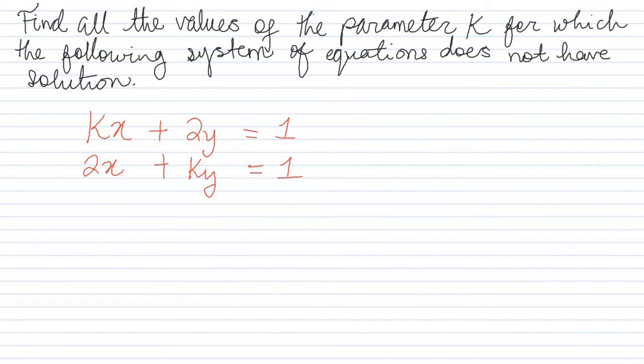So today I'm going to be teaching you guys a particular question on the screen. This is an Olympiad math question, and this is dedicated to all the students that are studying for their math Olympiad exam, the international mathematics Olympiad exam that is coming up very soon. So as you can see on the screen, we have the question: find all the values of the parameter k for which the following system of equations does not have a solution.